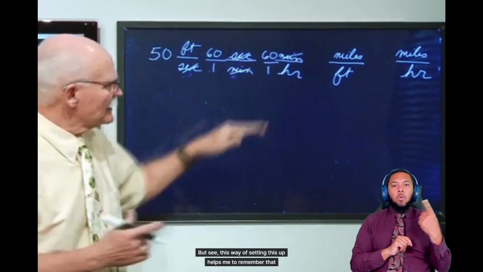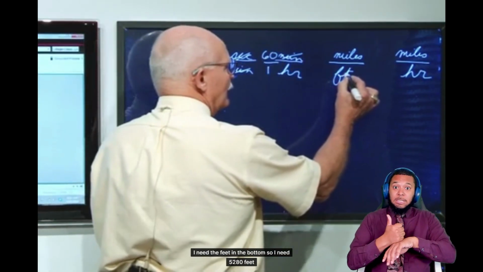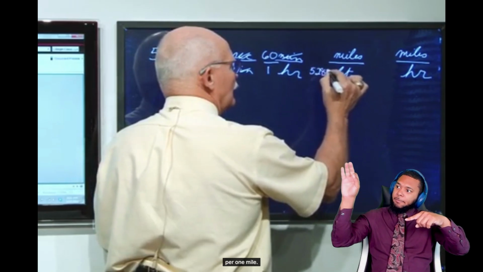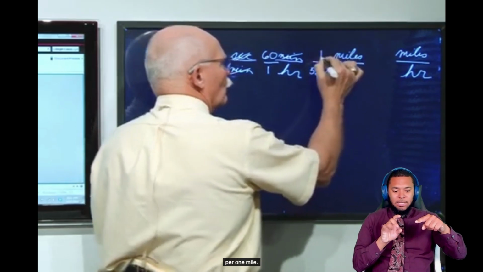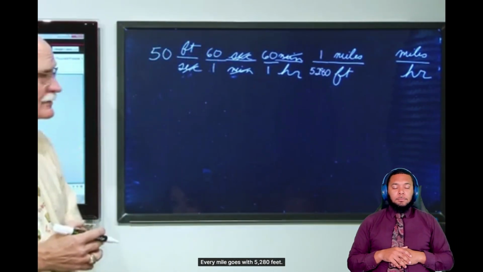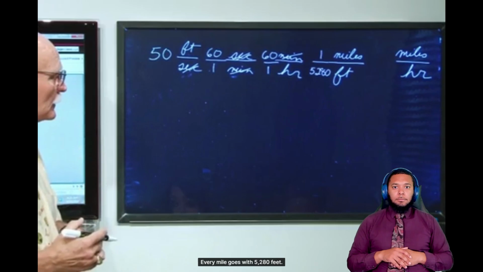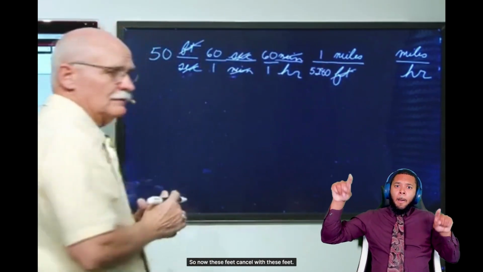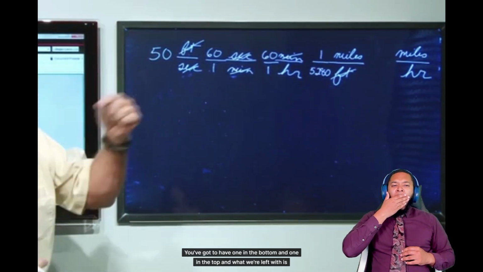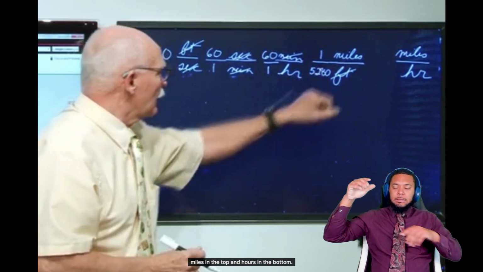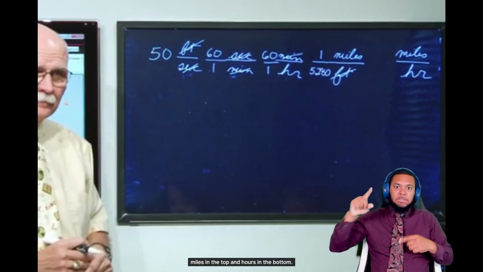But see, this way of setting this up helps me to remember that I need the feet in the bottom, so I need 5,280 feet per 1 mile. Every mile goes with 5,280 feet. So now these feet cancel with these feet. You've got to have one in the bottom and one in the top. And what we're left with is miles in the top and hours in the bottom.